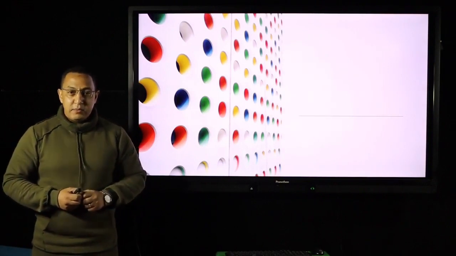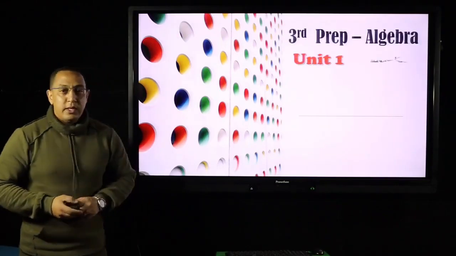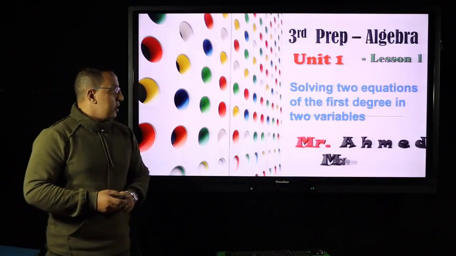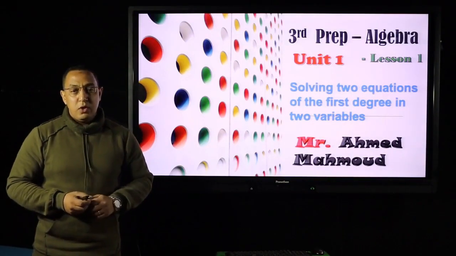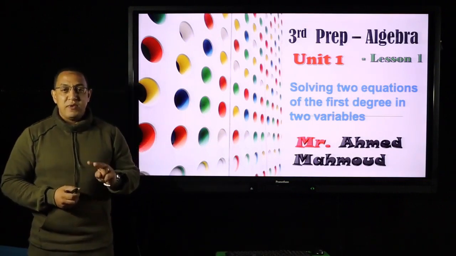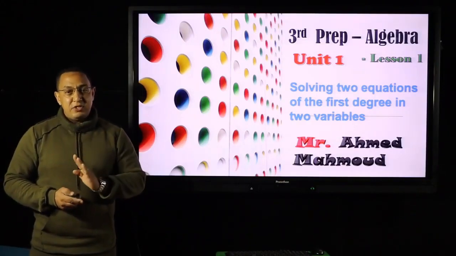Welcome to the second term lessons. Today inshallah we have Algebra Unit 1 Lesson 1. The lesson is called Solving Two Equations of First Degree of Two Variables. In this lesson inshallah we are going to learn how to solve two equations in two variables x and y by two different ways, graphically and algebraically.